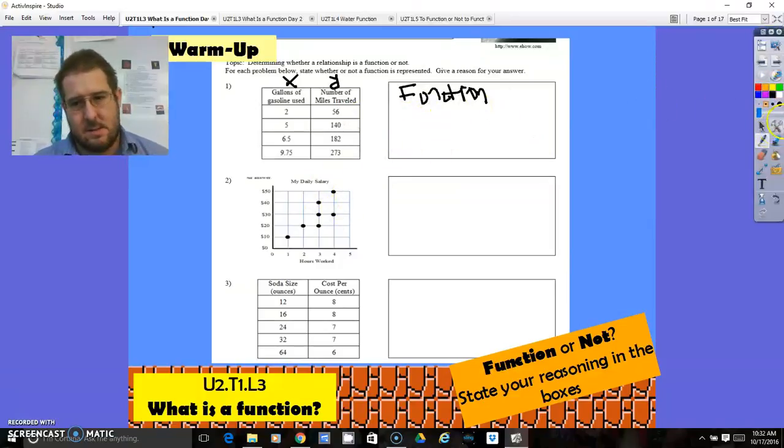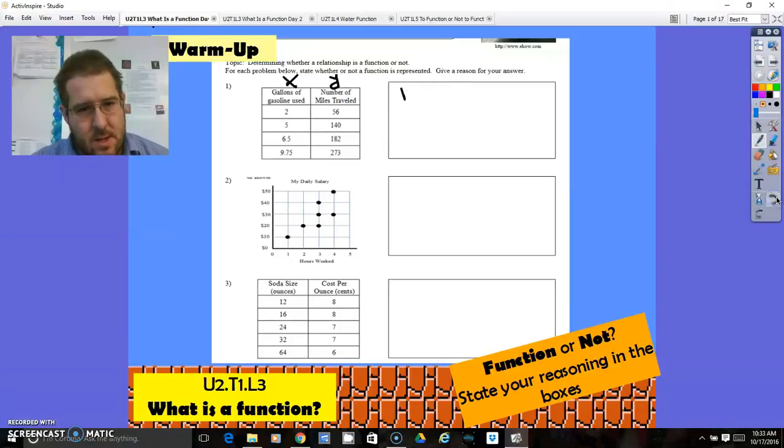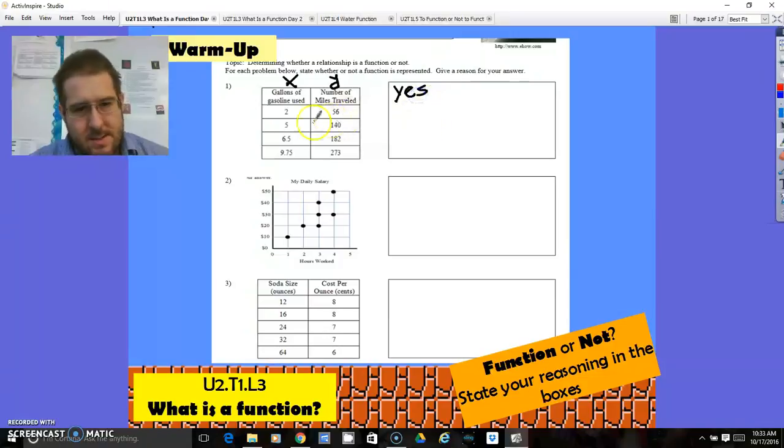So the answer was yes. Yes, it is a function. Maybe I'll just write that instead of function. So is it a function or not? Yes, it is. And the reason why it is a function is because each domain has exactly one range.